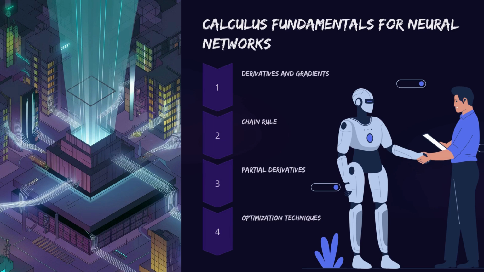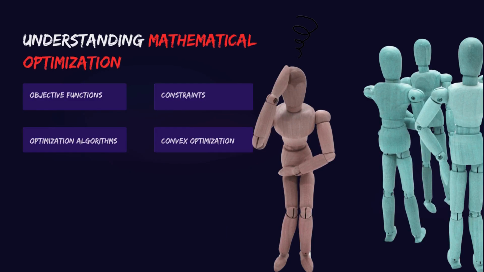Optimization techniques. Methods like gradient descent rely on calculus to find the optimal parameters for AI models. Objective functions. These functions define what the AI model aims to maximize or minimize, such as minimizing prediction errors or maximizing reward in reinforcement learning.